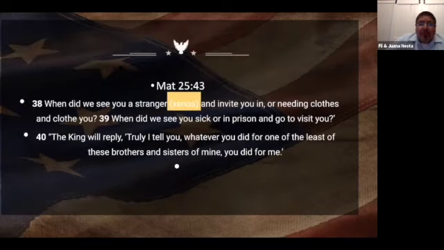So in Matthew chapter 25, it's actually verse 38 through 40. It says, "When did we see you a stranger?" And this is a Greek word, xenos, and this is where we get the word xenophobia, which is a fear of stranger, "and invite you in, or needing clothes and clothe you? When did we see you sick or in prison and go to visit you?" The king will reply, "Truly I tell you, whatever you did for one of the least of these brothers and sisters of mine, you did it for me." So that is our biblical response.